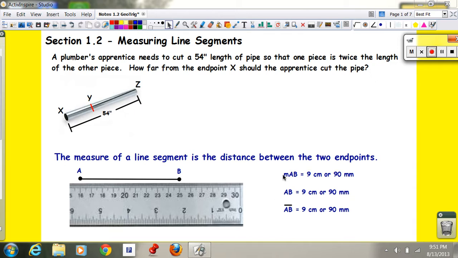The top two are more likely when you're talking about equaling numbers. The bottom one is more when you're comparing it to another segment; you would use the line segment on top. So that's measuring line segments. Again, pause anytime you need to.